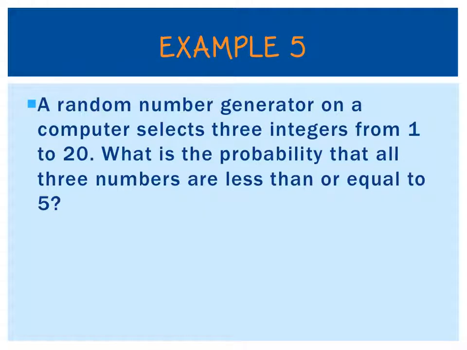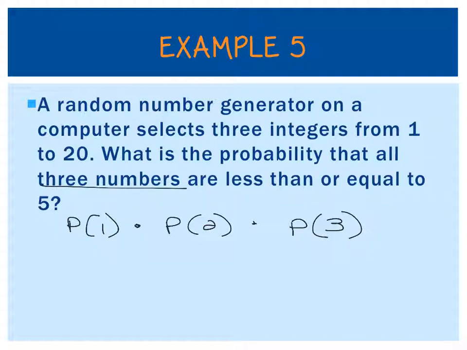Okay, example 5 says a random number generator on a computer selects 3 integers from 1 to 20. What's the probability that all 3 numbers are less than or equal to 5? So this is definitely an independent situation because it's a random number generator on a computer. The computer will start with the same set of numbers every time. So we need the probability that it's pulled the first time, or sorry, not plus, this is a times because this is an and, times the second time times the third time. Because this is all 3 numbers, this is an and scenario, which means multiplication.